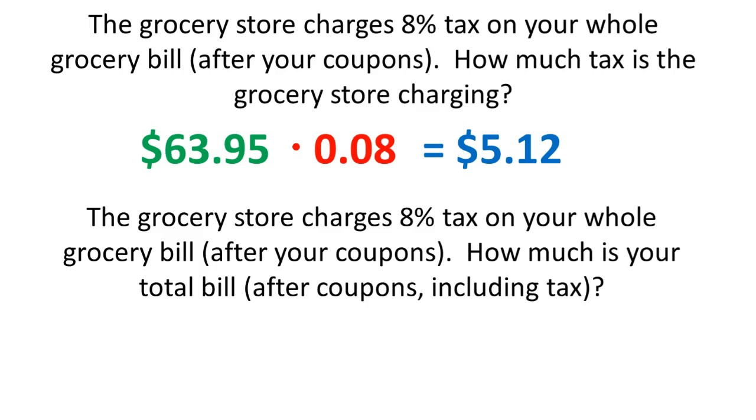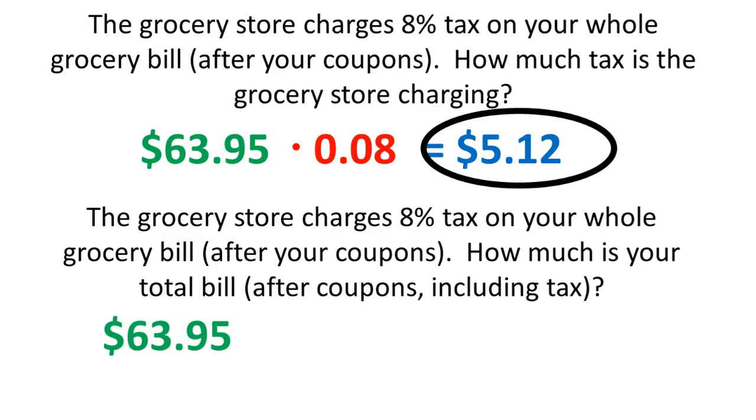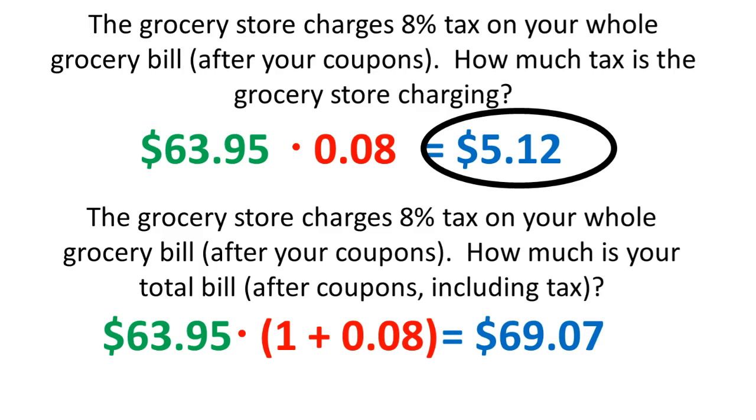I want to know, though, how much I, as the consumer, need to pay for my groceries. So I'm going to take $63.95 and multiply it by 1 plus 0.08. Let's look at why. 1 represents the whole apple. It represents $63.95. I'm adding on, or the store and the government are charging 8% more. So I'm adding on and putting more onto the apple. How much more? 8%. So I represent 8% as a decimal. Move the decimal over 2 places. So that's 1.08 or 108% times $63.95.